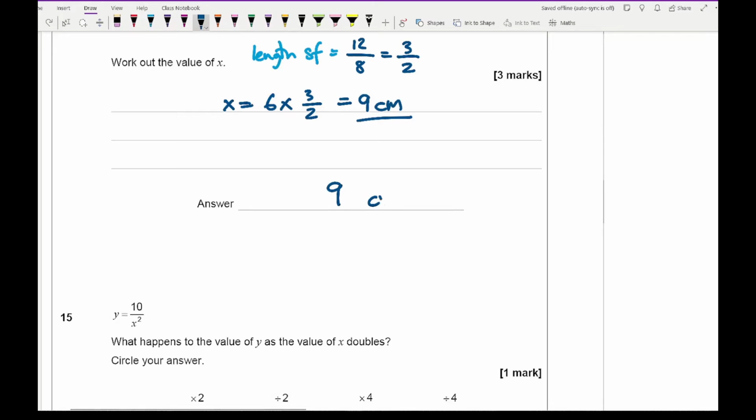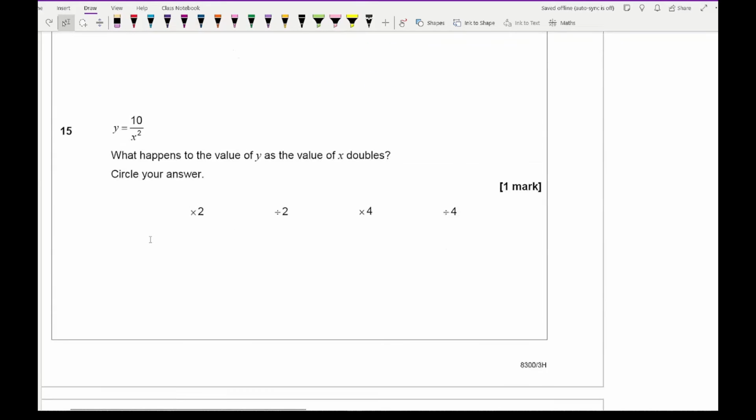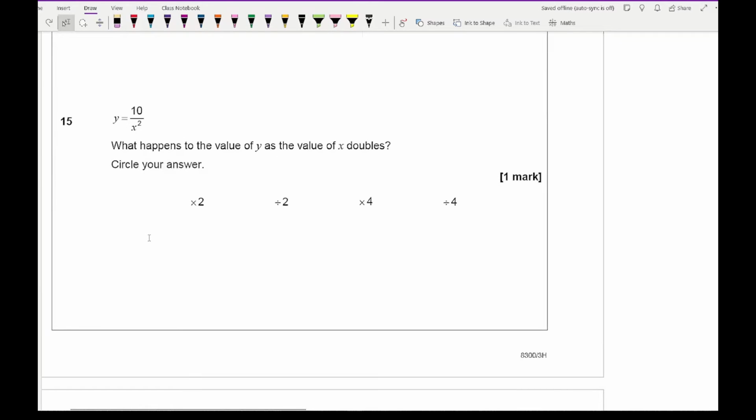Again, don't forget to write the units. For question 15, it says y equals 10 over x squared. What happens to the value of y when the value of x doubles?